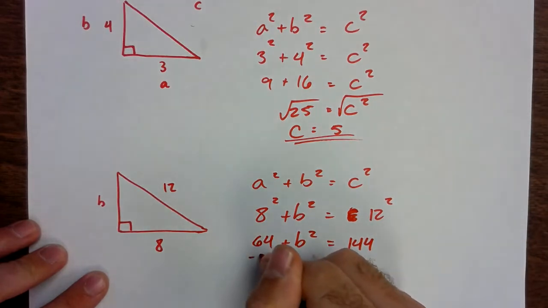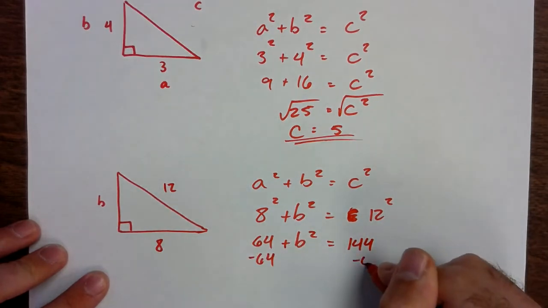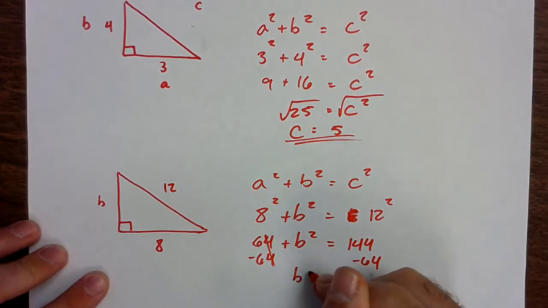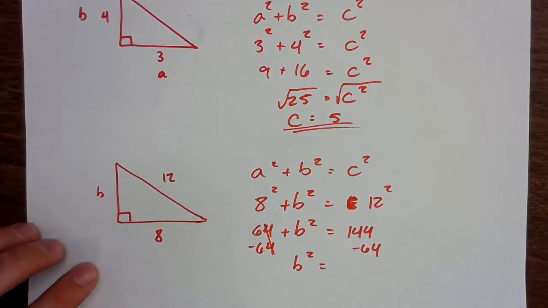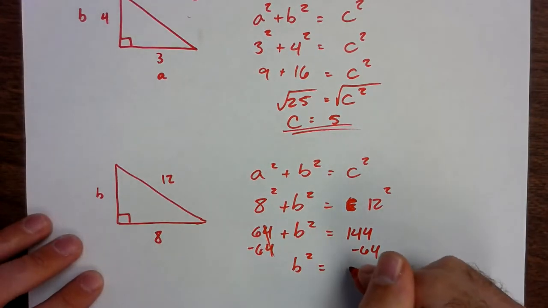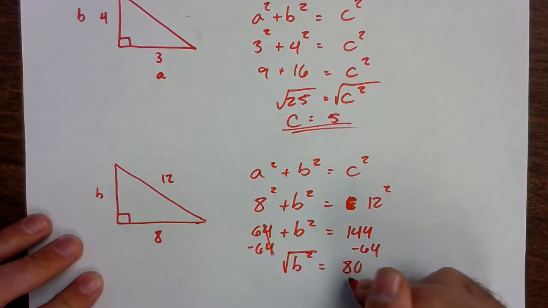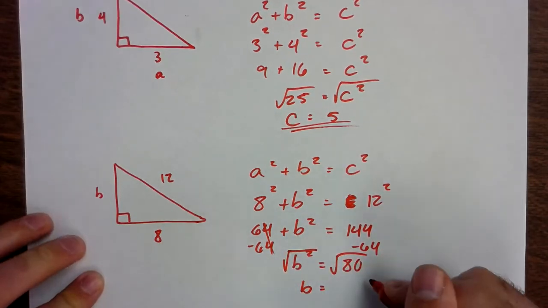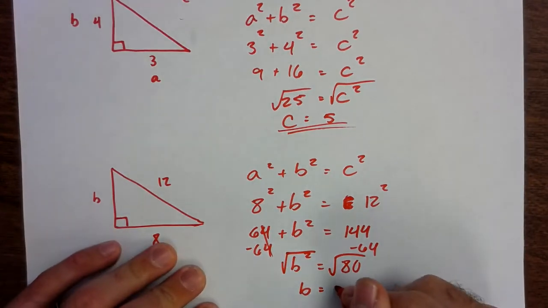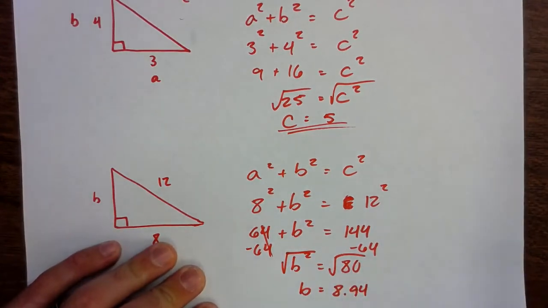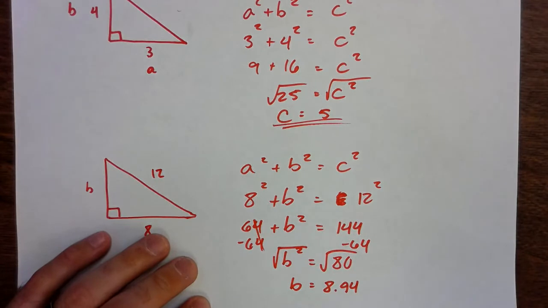So let's use our calculators here. We'll subtract 64 from both sides. Here it cancels. I'm left with B squared equals, if you punch that in your calculator, you'll find that it is 80. Okay, we're going to take the square root of both sides. And you'll find that B is somewhere around 8.94.